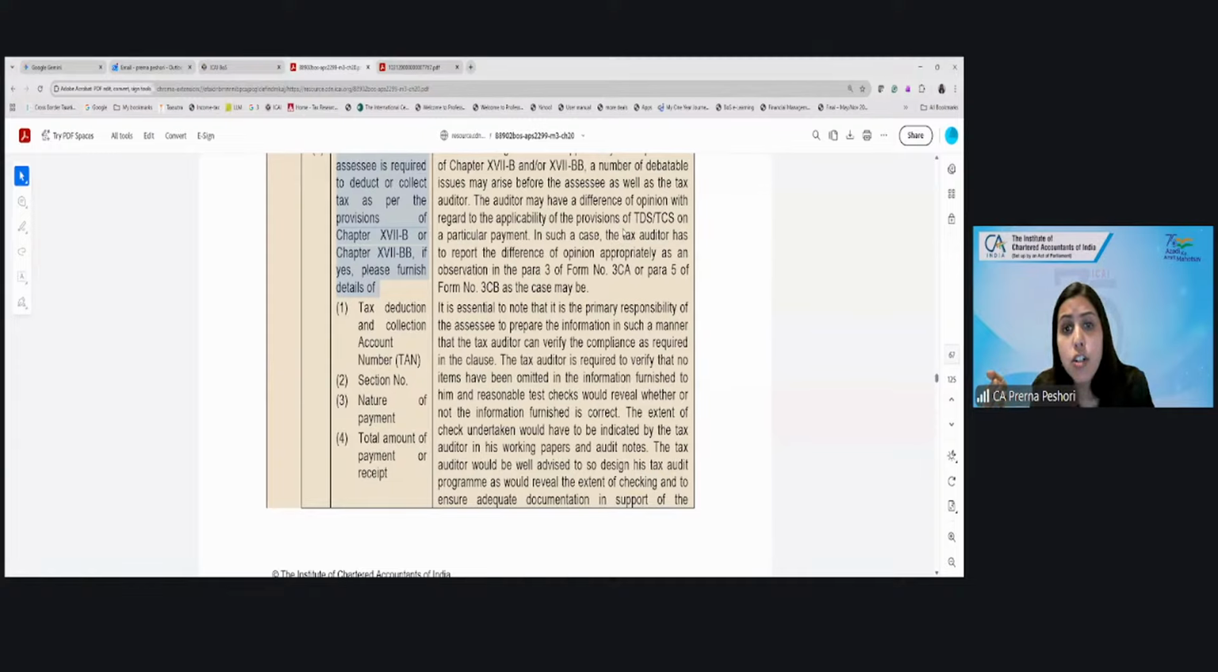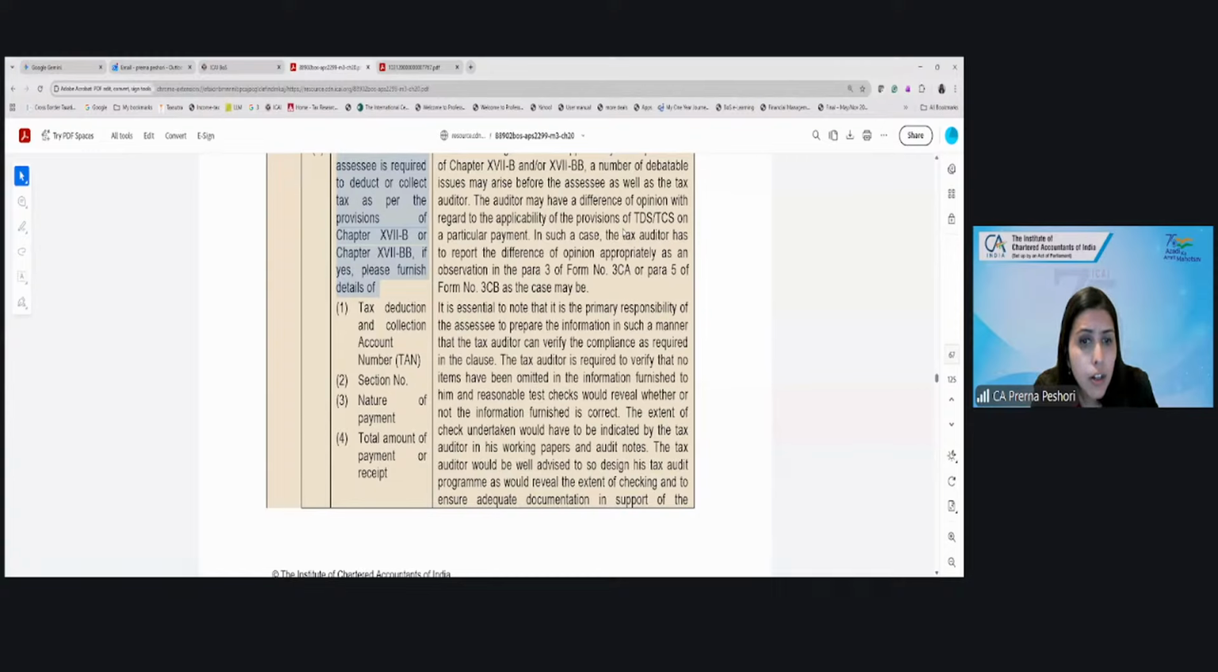So in case the deduction should be, let's say, under 194J, but you have deducted under 194C, let's say instead of 10%, you have deducted at 2%, that needs to be also reported in this clause. Or if there is no PAN, then whether the TDS has been deducted at a higher rate or not. So basically the tax auditor needs to obtain the TDS TCS return and should consider all the circulars, notifications, judicial decisions, and accordingly should verify this particular clause.